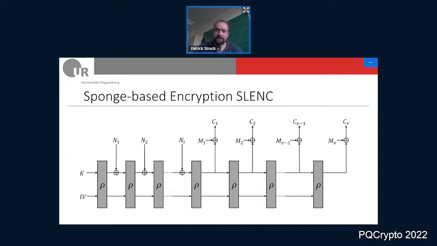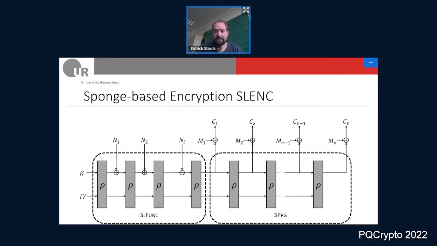Now, when we look at the concrete sponge function, this is the encryption part here, where the first part is this function where we first feed in the nonce of the scheme. And then the second part, minus the final XOR, is the PRG part of the construction, to which finally the message is XORed in order to produce the ciphertext.